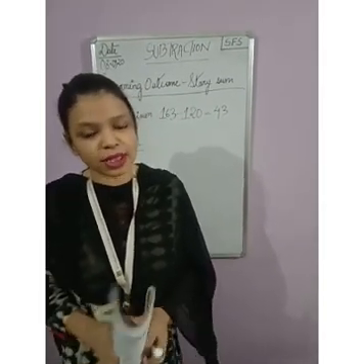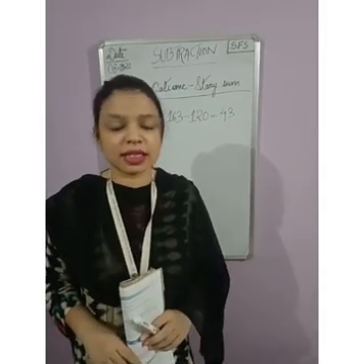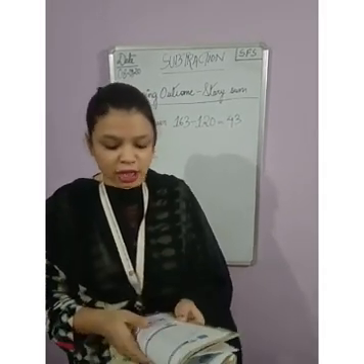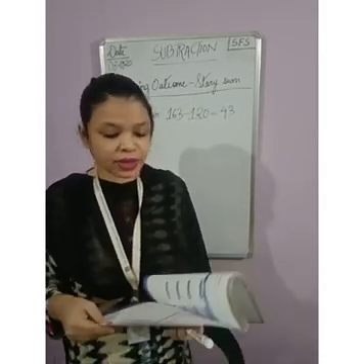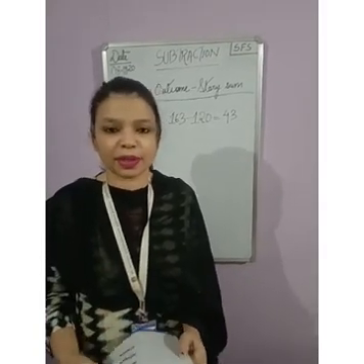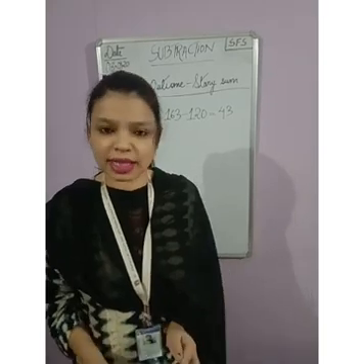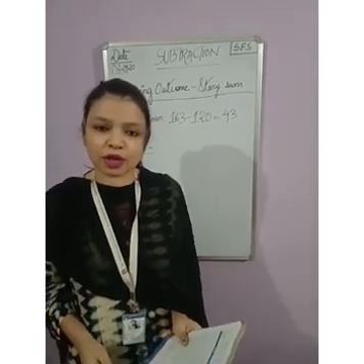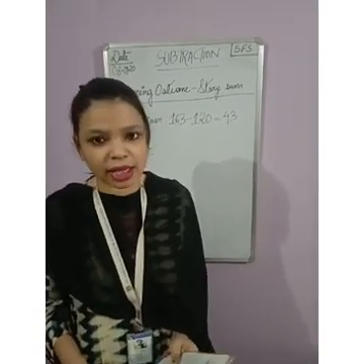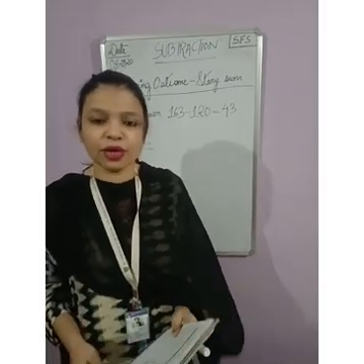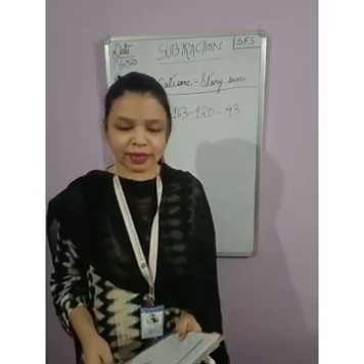There are three properties. First is the zero property, second is the before number property, and the third is subtracting a number from itself. So what do you mean by zero property? When we subtract zero from a number, we get the same answer. The difference is the number itself.